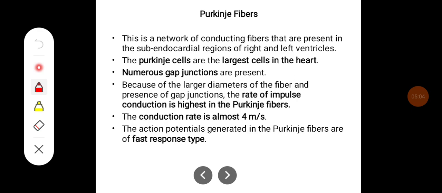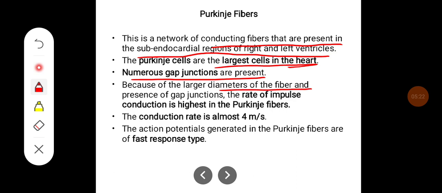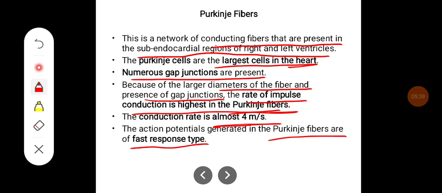Purkinje fibers are a network of conducting fibers present in the subendocardial region of the right and left ventricles. Purkinje cells are the largest cells in the heart. Numerous gap junctions are present because of the larger diameter of the fiber. The rate of impulse conduction is highest in the Purkinje fibers. The conduction rate is almost 4 meters per second. The action potentials generated in the Purkinje fibers are of fast response type.